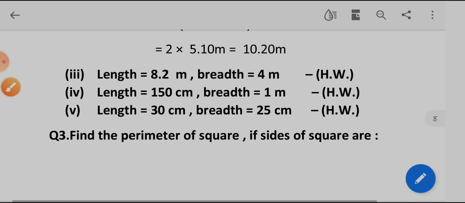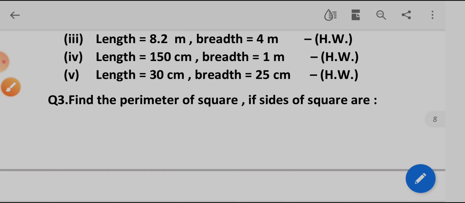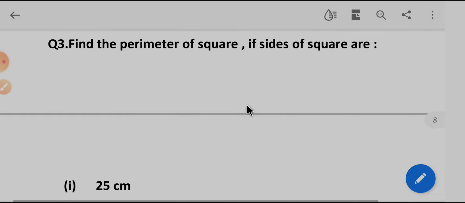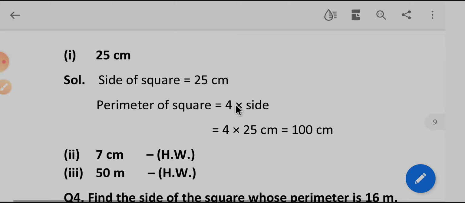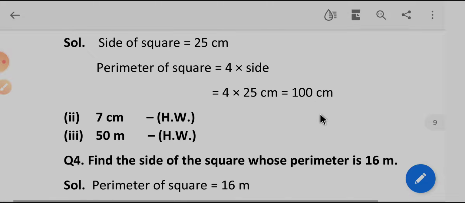Like this you have to solve the remaining questions also. The next one, question number 3. Find the perimeter of a square if the side of the square is 25 centimeter. Perimeter of a square means the sum of all sides, and how many sides are there? 4. So 4 multiply side. What is given here? 25 centimeter. So perimeter of square will be 4 multiply 25, which is 100 centimeter.